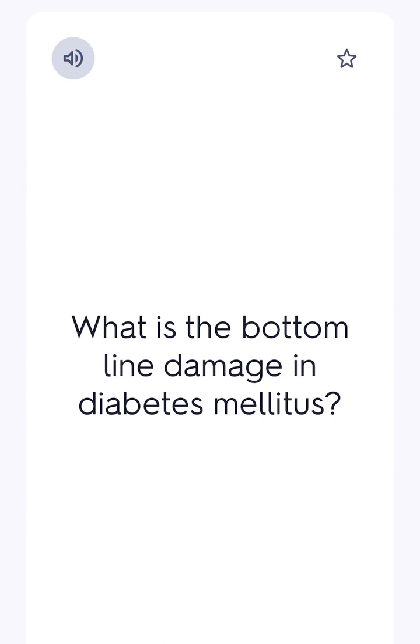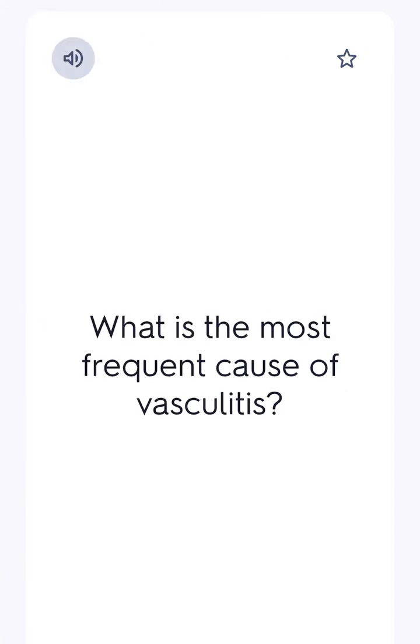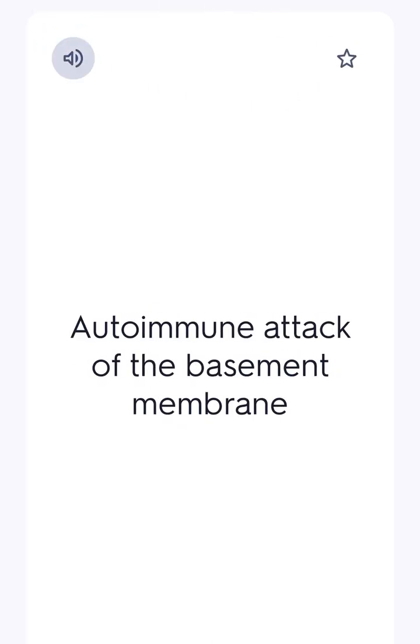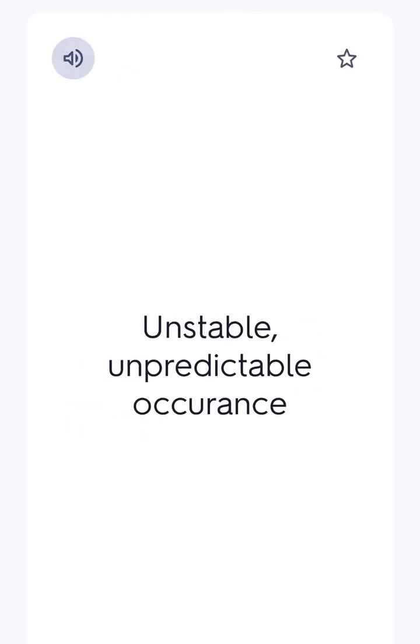What is the bottom line damage in diabetes mellitus? Diabetic microvasculopathy. What is the most frequent cause of vasculitis? Autoimmune attack of the basement membrane. What are the main characteristics of Prinzmetal angina? Unstable, unpredictable occurrence.